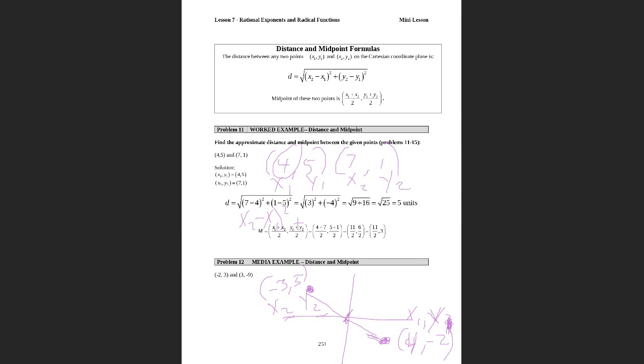What about the midpoint? The rule says pick two of the x's, x1, x2, add them, divide by 2. It's like you're finding the average. And then you pick the two y's, y1, y2, add them, divide by 2. Midpoint is very easy to calculate, right? Two x's, add them, divide by 2. y1, y2, add them, divide by 2, and that's it.